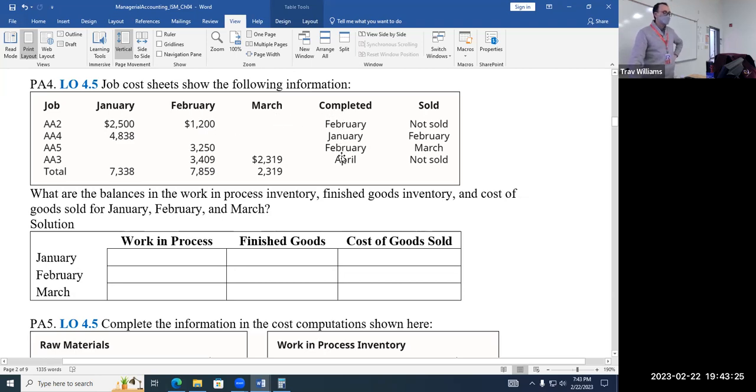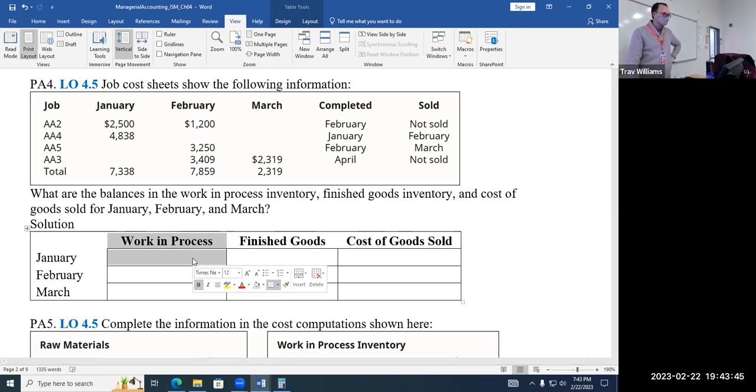Also, you could see each job gets completed in a particular month and gets sold or doesn't get sold at a certain time. So based on all this information, we have to figure out what is our work in process in each month. In other words, what are the work in process costs at the end of each month? What are the finished goods costs at the end of each month? And what are the cost of goods sold costs at the end of each month? Okay.